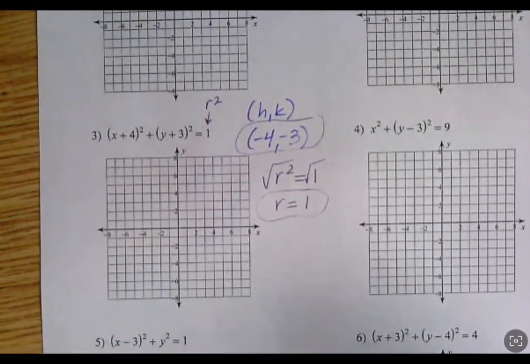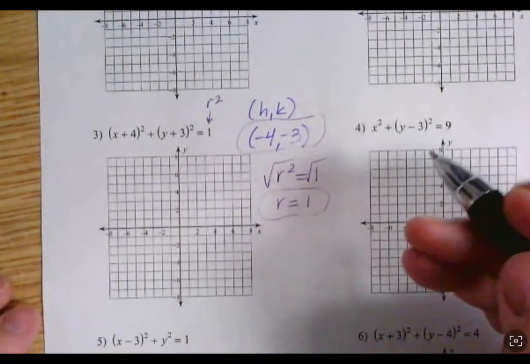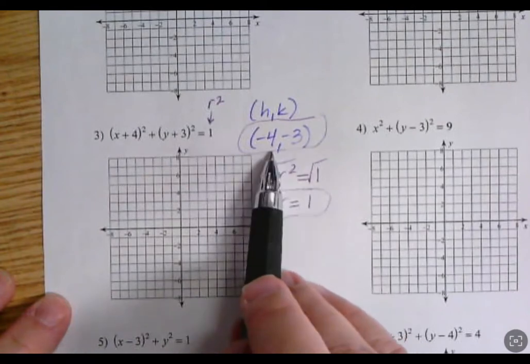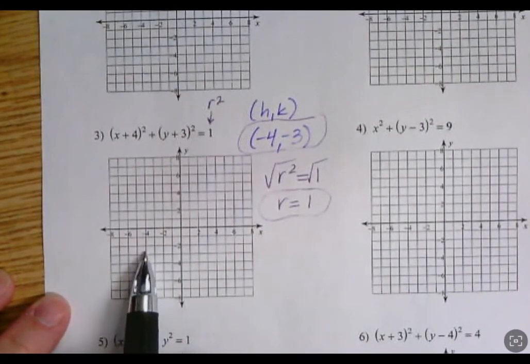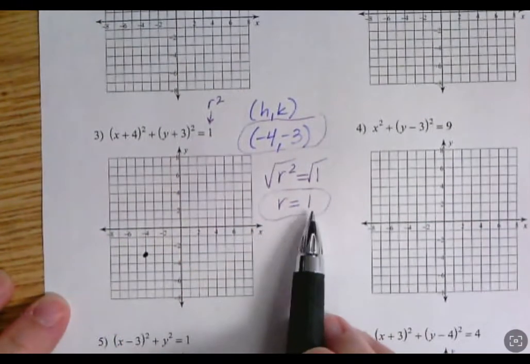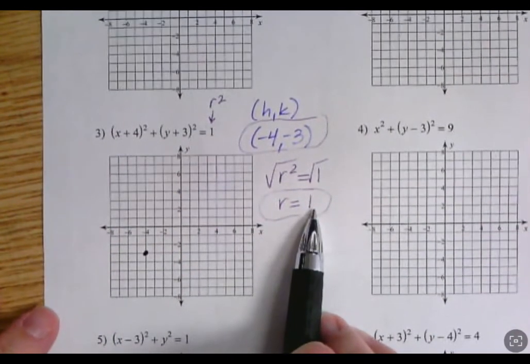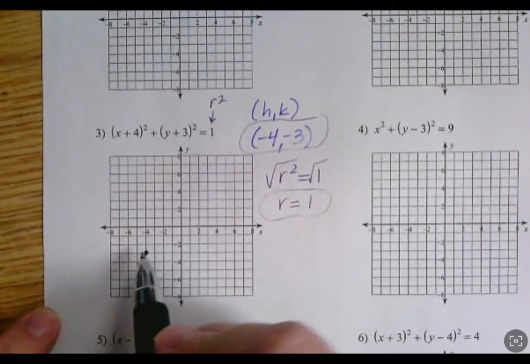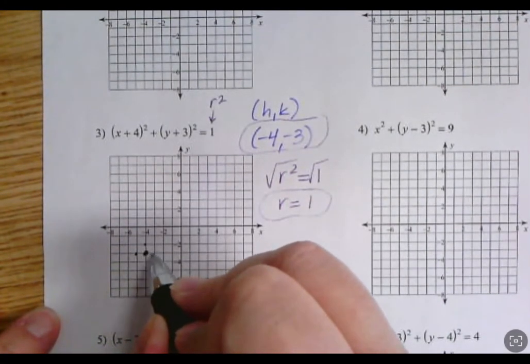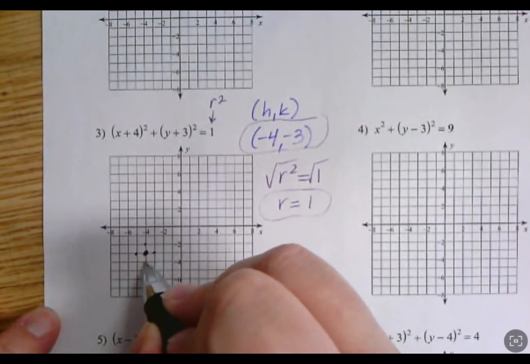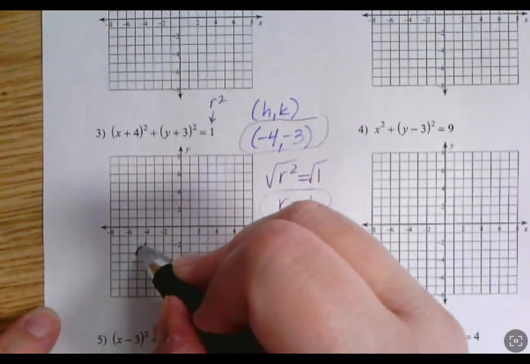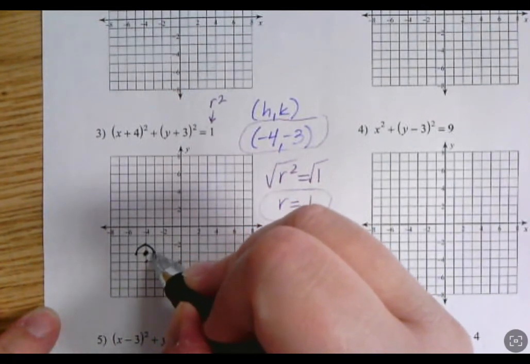Let me see about going to black. It's a little bit boring, but that's okay. So if I'm asked to graph this, here's the center. I'm going to go to negative 4, negative 3, and there's my center. If the radius is 1, the easy way to do that on a grid is to go 1 to the left and make a little dot, 1 up from the center, 1 to the right, 1 down from the center, and then draw a circle that goes through those 4 points.